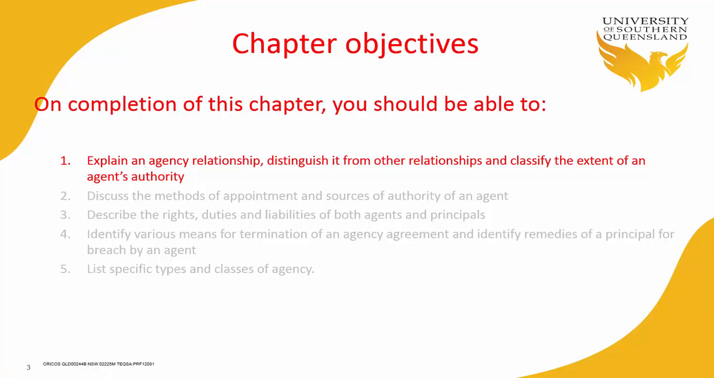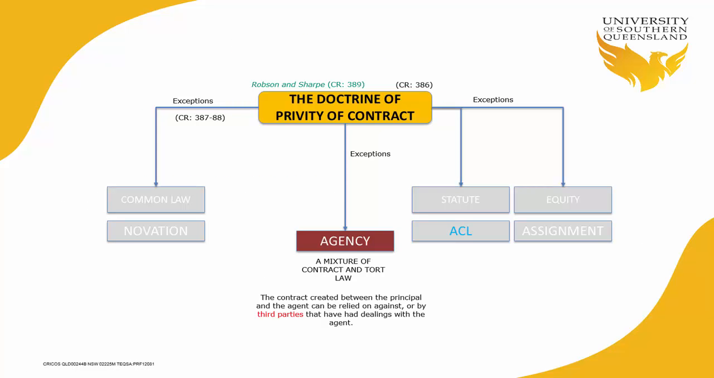As usual, we'll start with the chapter learning objectives, which are on page 414 for this chapter. And the first learning objective asks us to explain an agency relationship and distinguish this relationship from others and classify the extent of an agent's authority. The starting point is on top of page 515. If you look at the first paragraph, drop to the last sentence in that paragraph, and it says agency is thus an exception to the rule of the doctrine of privity of contract.